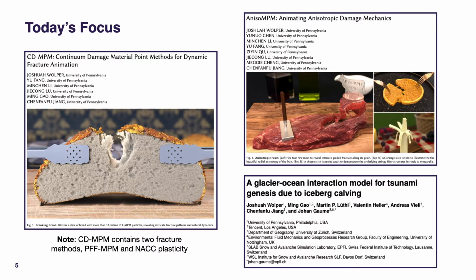The second work, AnisoMPM, is an even better augmented MPM solver for modeling the fracture of anisotropic materials like meat and mozzarella cheese. AnisoMPM also contains an additional approach to modeling extremely stiff materials, but more on this later. And finally, the third work is actually not yet published, but is in fact under review at Nature Communications Earth and Environment, and in it we present a modification of NACC plasticity that we found to accurately match real-world analytical models for glacial calving and tsunami genesis.